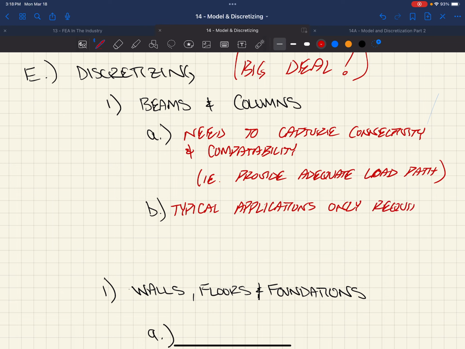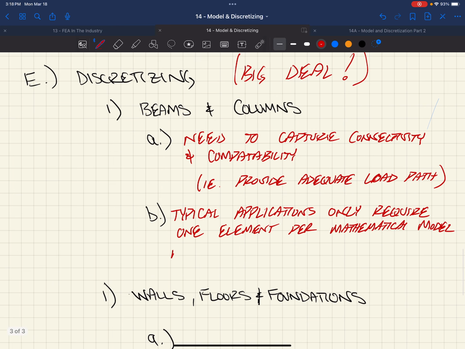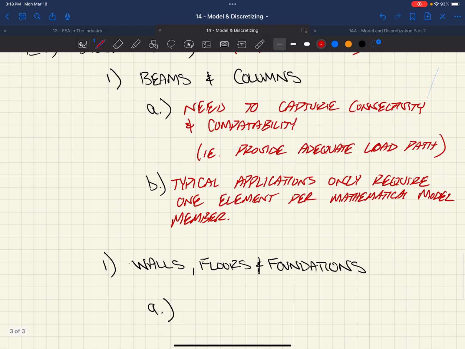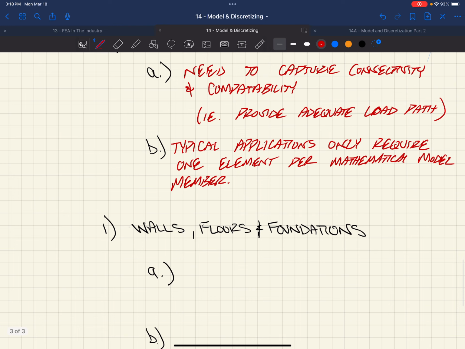They get really fuzzy. So typical applications only require one element per mathematical model member. Okay, so typical applications only require one element per mathematical model member.